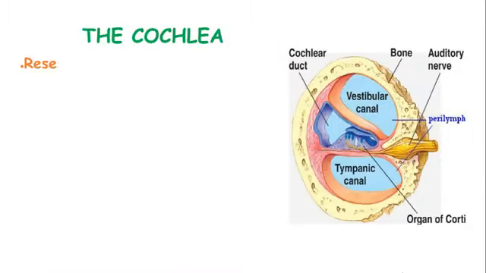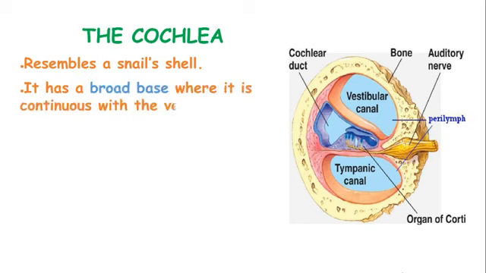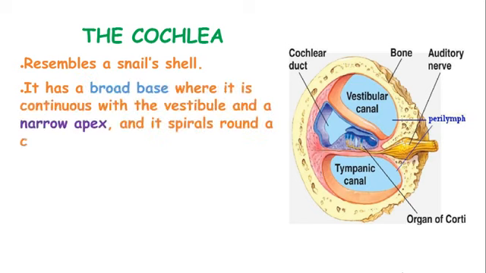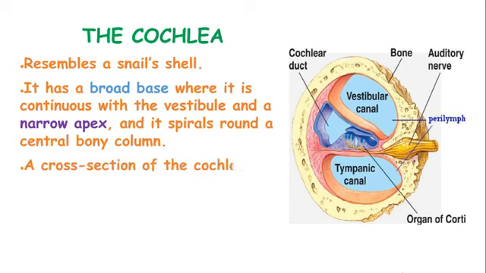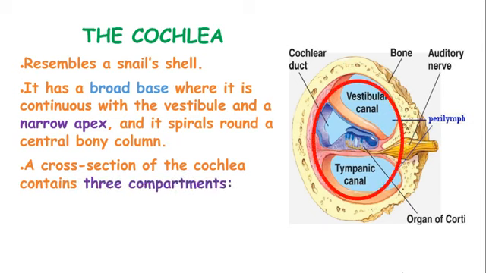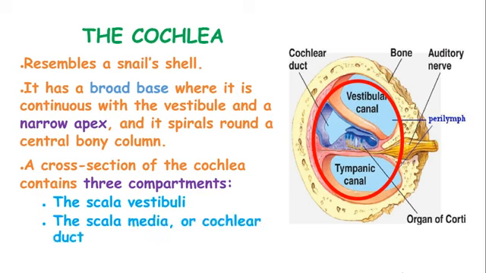The cochlea. The cochlea resembles a snail's shell, and it has a broad base where it is continuous with the vestibule and a narrow apex, and it spirals around the central bony column. A cross-section of the cochlea contains three compartments: the scala vestibuli, the scala media or cochlear duct, and the scala tympani.